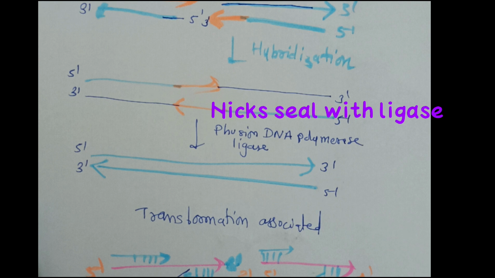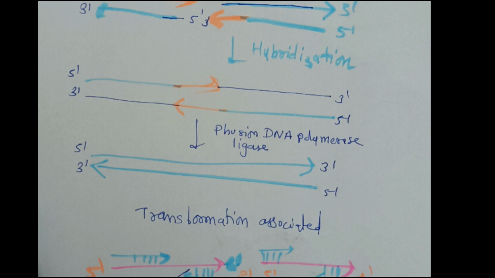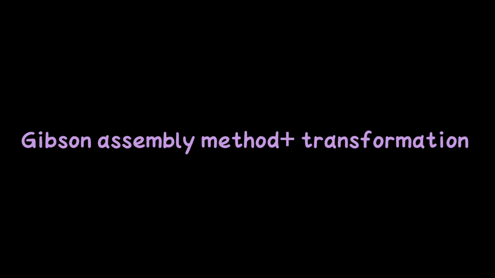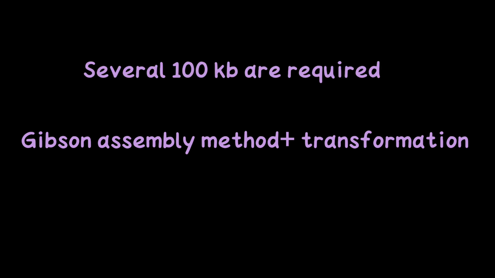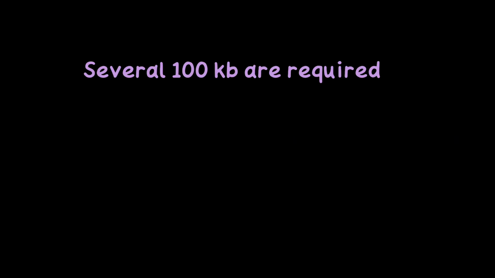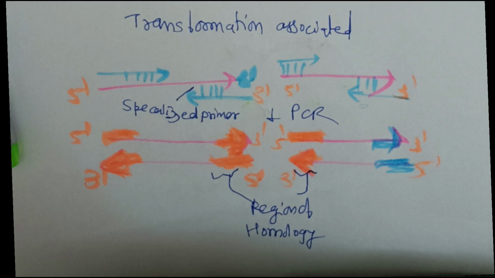The genome size capable of being synthesized using this method alone is limited because as the DNA increases in length, it requires propagation in vitro in order to continue the hybridization. Gibson assembly is often used in conjugation with transformation associated recombination to synthesize genomes where several hundred kilobases are required in size. So it is not alone that performs this; it is used in conjugation with transformation associated recombination.